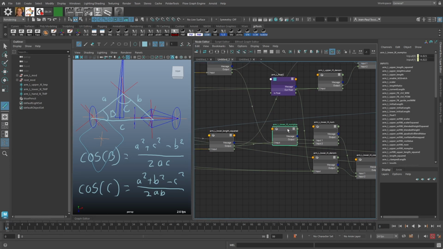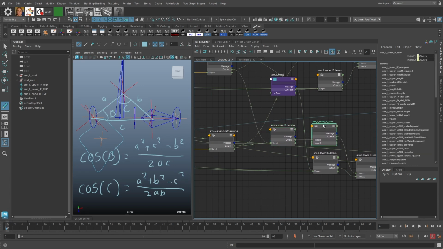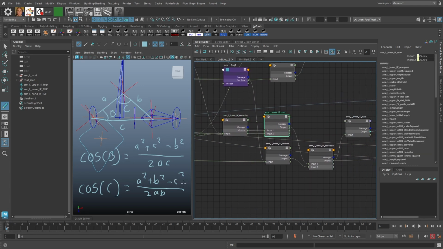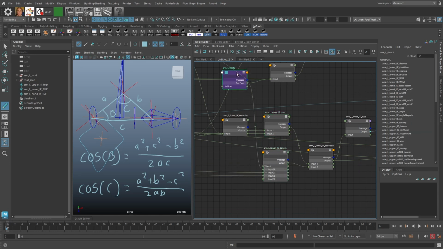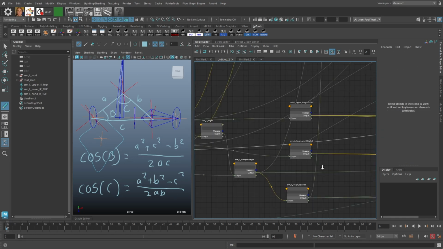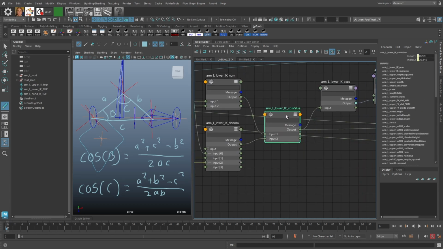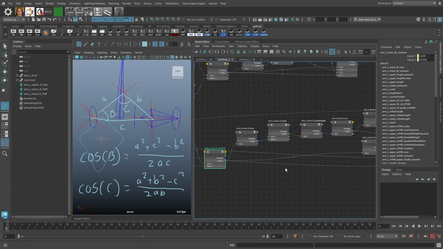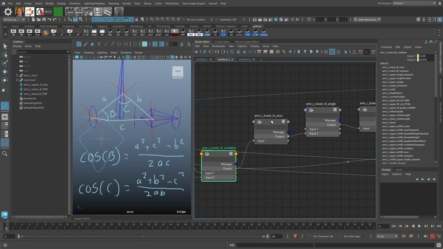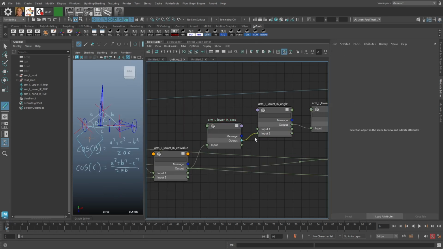We're doing the plus node, so the A squared plus B squared, and we're subtracting the C squared. And then we have the numerator, the upper part of the equation. And for the lower part, the denominator, we have the 2 value, and we multiply it by the AB values, so it's the upper and lower length of the arms. And then the result is the cosine value of the angle. And what we then went on to do is use the arc cosine node to get the angle.